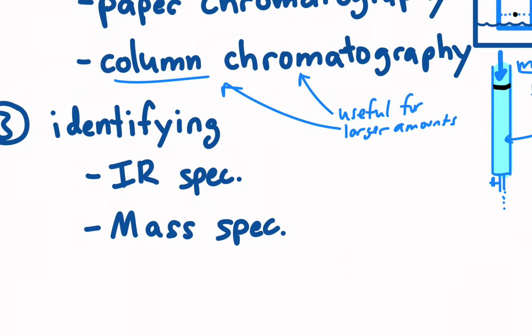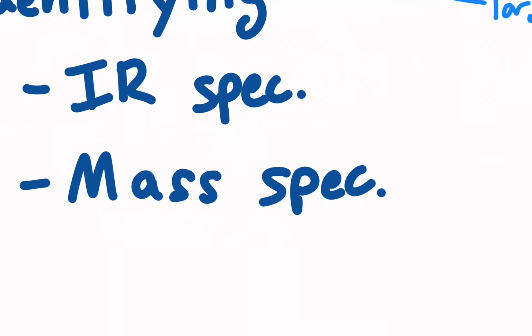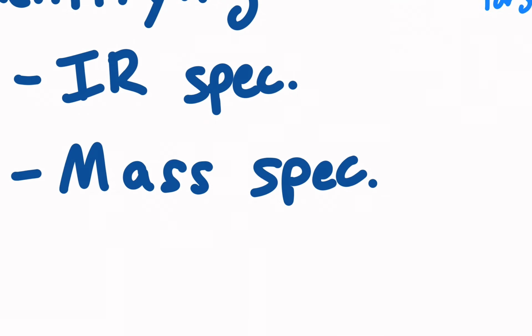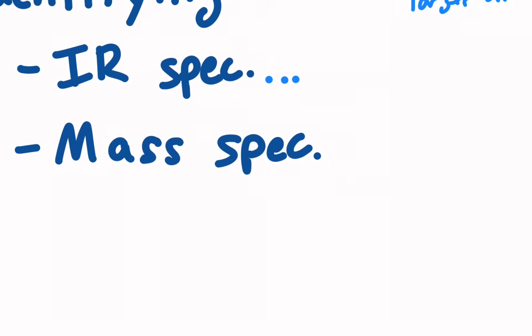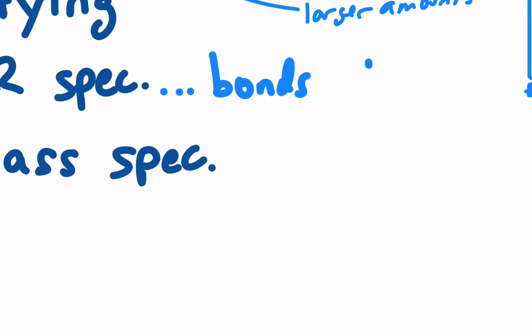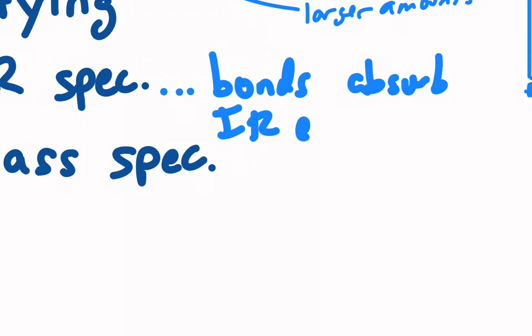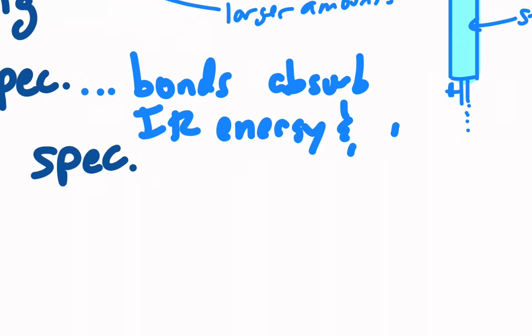Okay, and then lastly in this unit, we looked at how to identify substances. We learned a lot of techniques. There's really only two that I think are worth highlighting because they're probably the most foreign from your own experiences in lab or whatever. IR spectroscopy tells us about the types of bonds. Bonds absorb IR energy and vibrate.